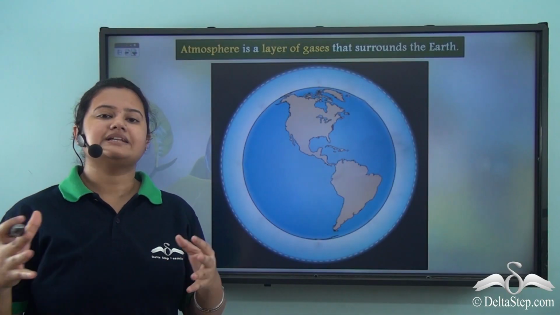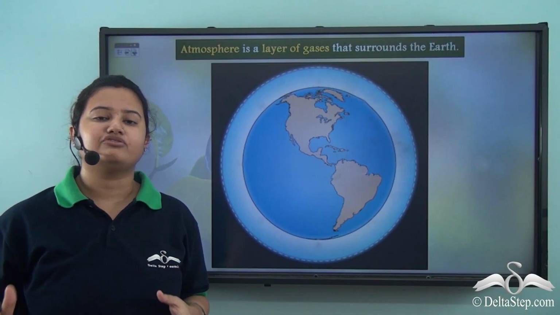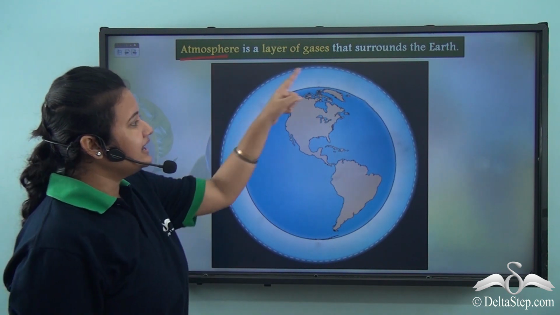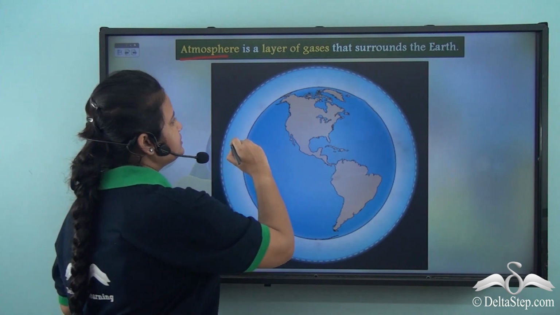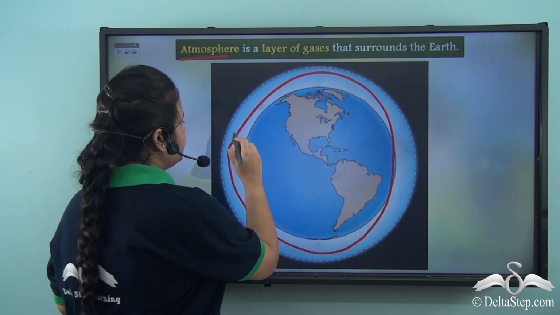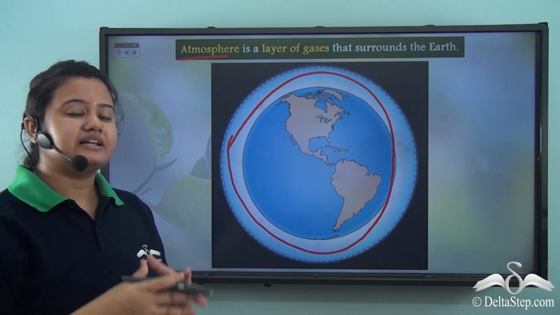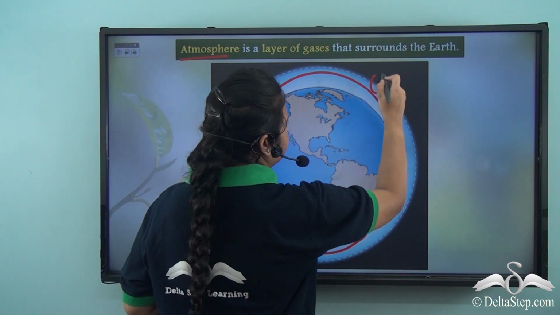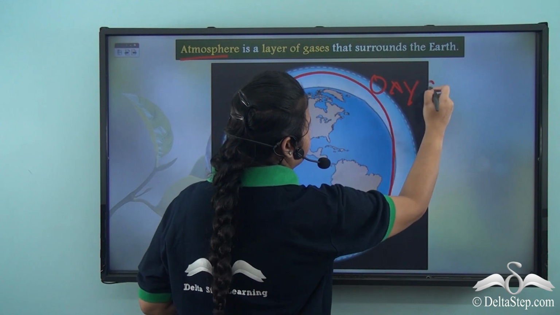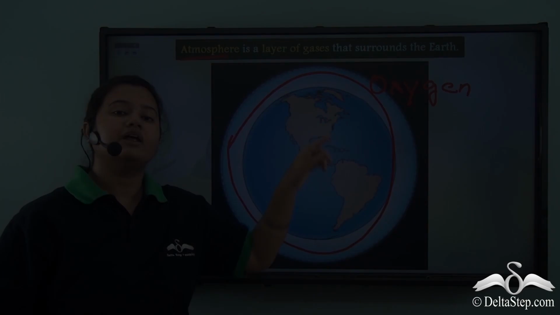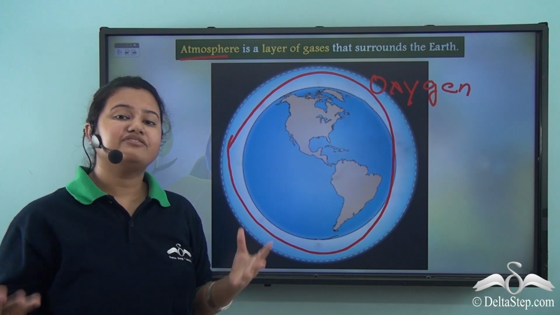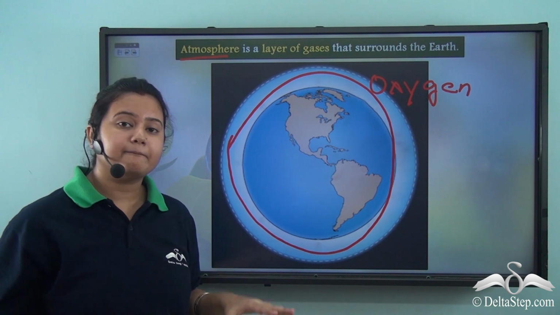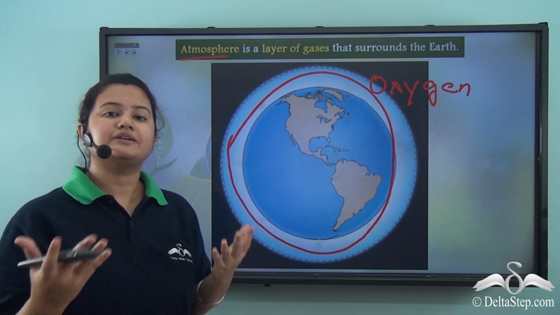Another condition that helps in sustenance of life on Earth is atmosphere. Atmosphere is a layer of gases surrounding our Earth. This layer of gases contains various life-supporting gases like oxygen. Now, oxygen is the gas that every living being breathes in. So, life on Earth would have been impossible without air or atmosphere.